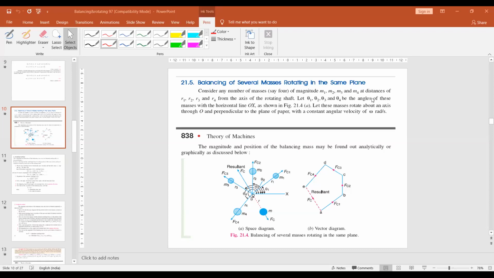Okay, today the topic is balancing of several masses rotating in the same plane. Are you able to see my screen? Yes, sir.